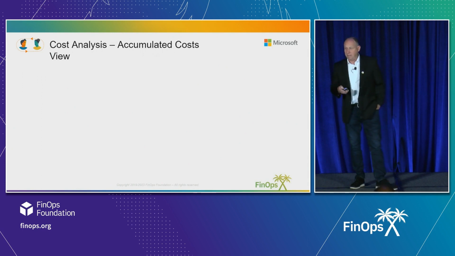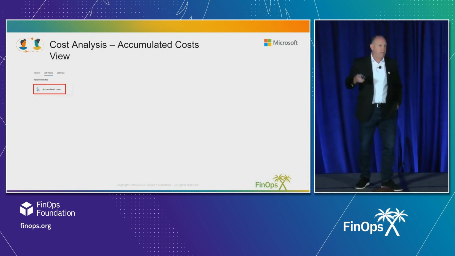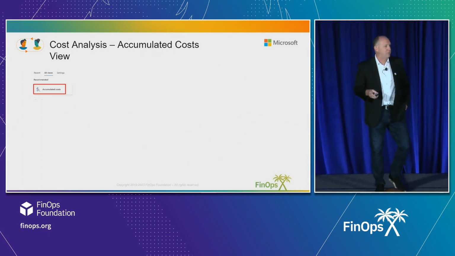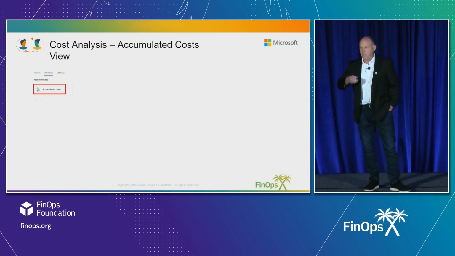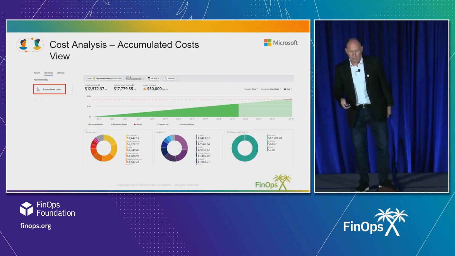So when I jump into cost analysis, it's going to start by giving me a list of views. It's kind of a navigation tree of where you want to go and what you want to see. That's based on some feedback from customers wanting to navigate directly into the views they're looking for, and not just be dropped into some common views. But the accumulated cost is the big overall view. So we're going to jump into that first.